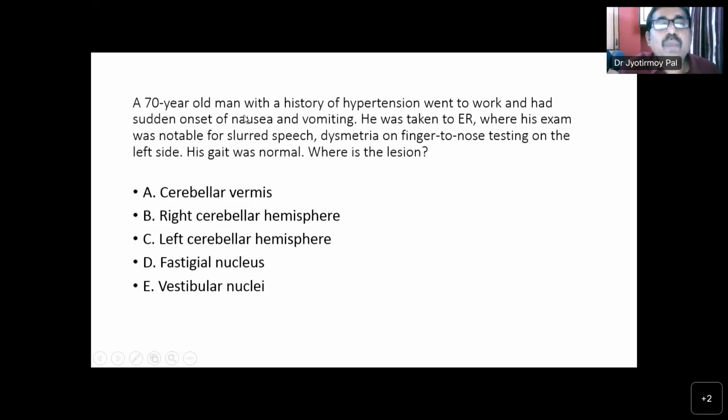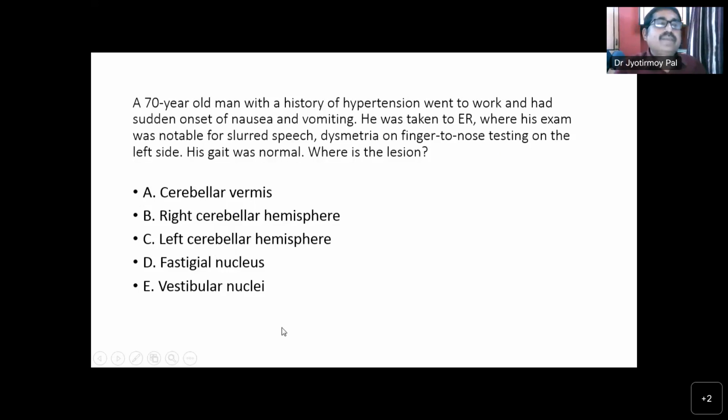A 70-year-old man with a history of hypertension went to work and had a sudden onset of nausea and vomiting. He was taken to the ER, where his examination was notable for slurring of speech and dysmetria on finger to nose testing on the left side. His gait was normal. Where is the lesion? Is it a vermis lesion? It is a right cerebellar lesion. It is a left cerebellar lesion. It is a vestibular nucleus lesion.